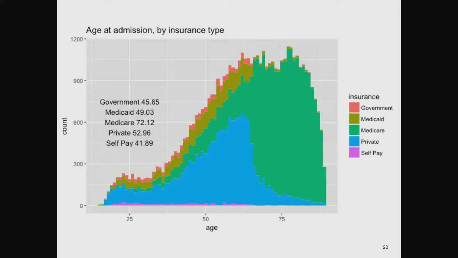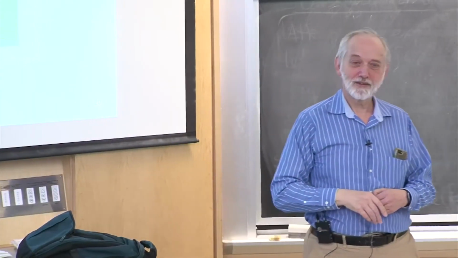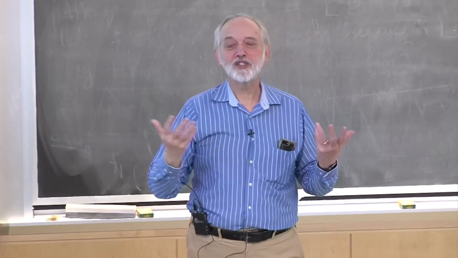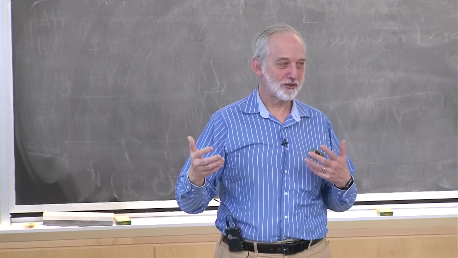Now, why do you think that private insurance drops way off at about 65? Isn't insurance always covered for everyone by the state? It's because of Medicare. Yeah. So Medicare covers people who are 65 years old.